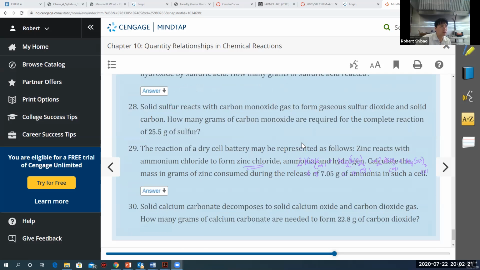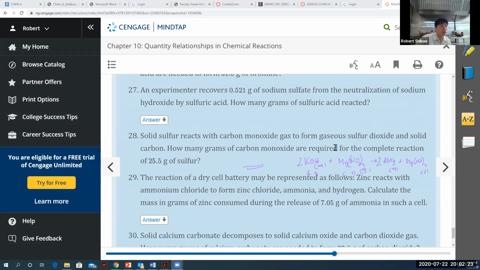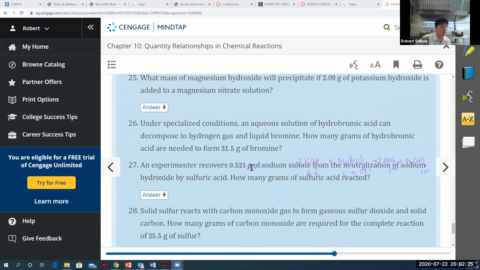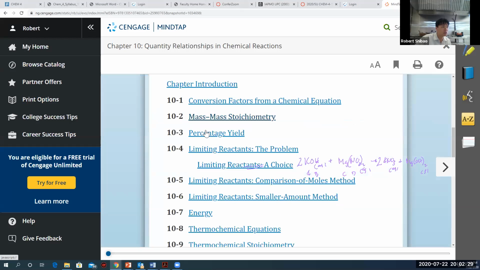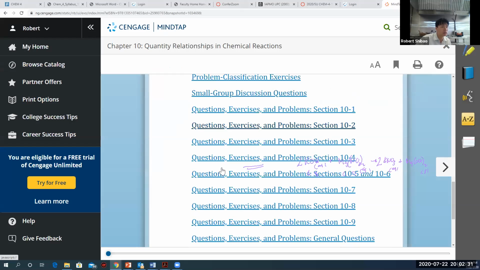Let's do a challenge problem here. Those are some of the basic problems. We'll come back to the basic problems, but I have to take a little break here.